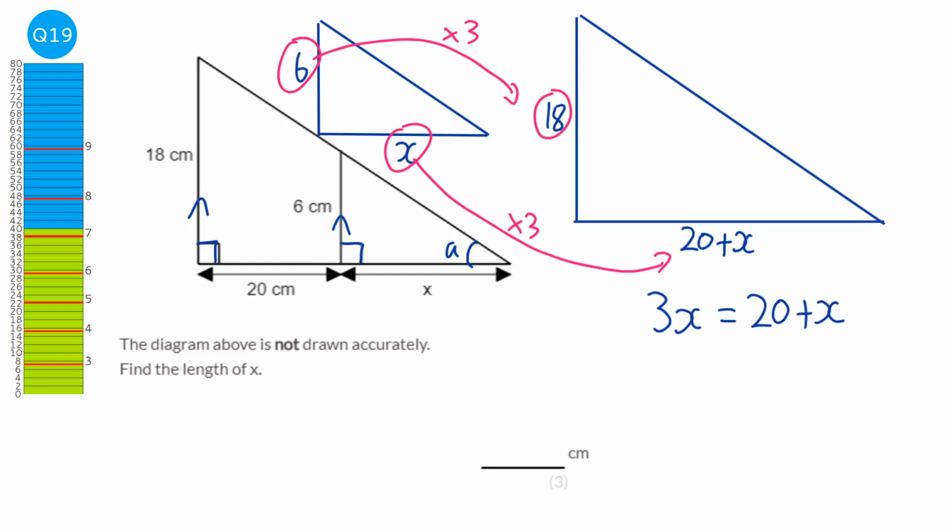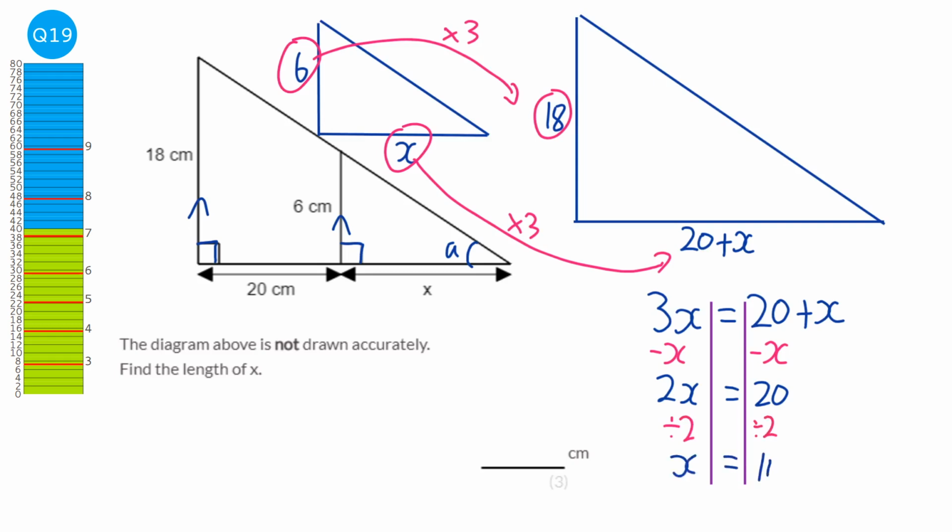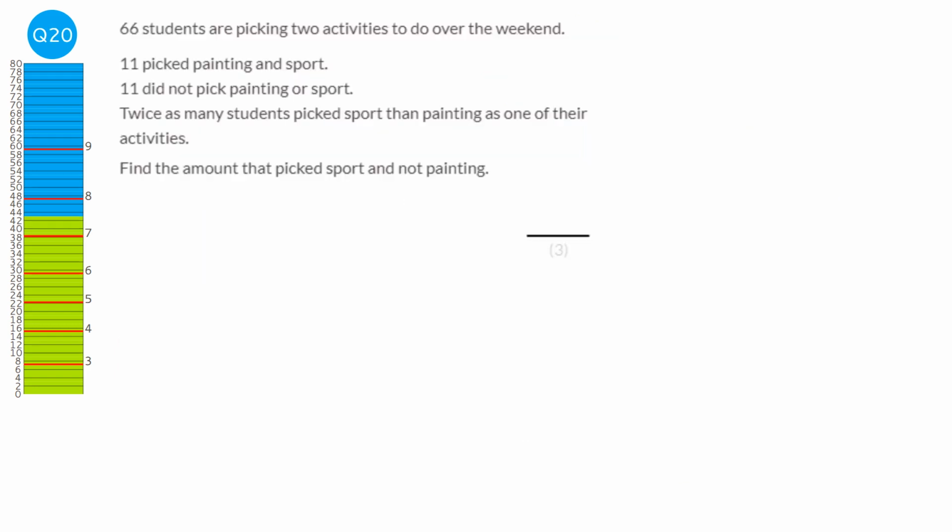And so I can solve this now. Subtract x both sides. Always subtract the smaller amount, so 2x equals 20, and then divide both sides by 2. And so we've got x equals 10. So we know that x equals 10, it says find the length x, and so that will be 10.